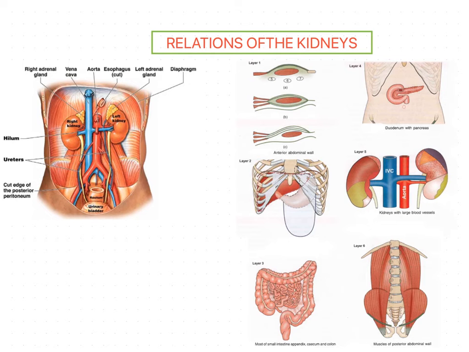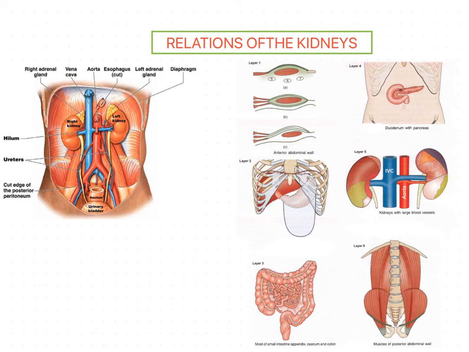In the previous session, we discussed the surface anatomy of the kidneys, both on the anterior side as well as the posterior side. Now, in this session, we are going to discuss the relations of the kidneys. As we know, these kidneys are retroperitoneal organs, located almost in front of the posterior abdominal wall. So, before understanding the relations of the kidneys, we will brush up again on the layers of the abdomen.